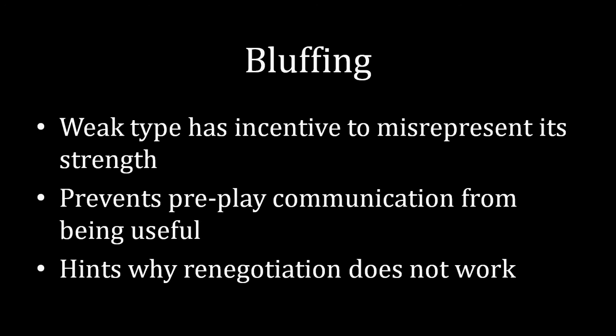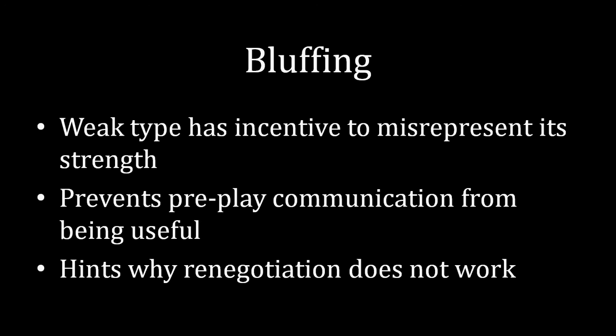Weak types would like to pretend that they're strong, because if they're strong, they're going to get a better offer, and that's going to be better for them. And so they have no incentive to reveal their actual strength. They want to lie. They want to bluff like they're strong. Well, this prevents pre-play communication from being useful. Essentially, the types of Barbara would want to send the exact same message. They would not want to reveal their type.